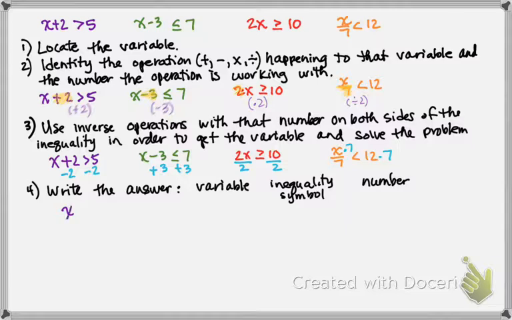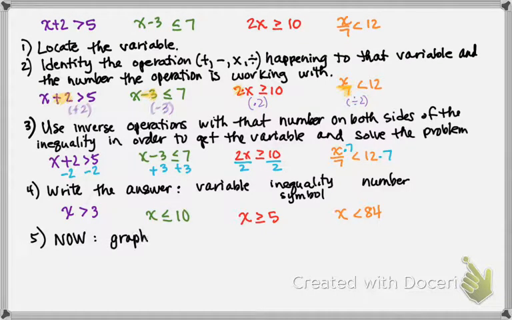So for the first one, we get x is greater than 5 take away 2, or 3. On the second one, we get x is less than or equal to 7 plus 3, or 10. On the third one, we divide both sides by 2, and we get x is greater than or equal to 5. And the last one, when we multiply by 7, we get x is less than 84. Now, because these are inequalities and there's an infinite number of answers, we need to do one more step. Now we're going to graph the solution on a number line.